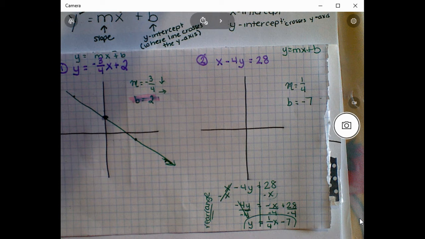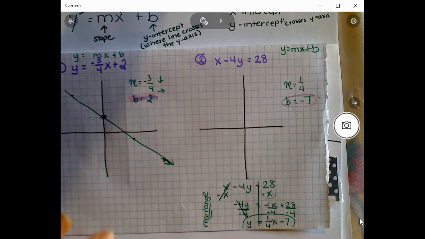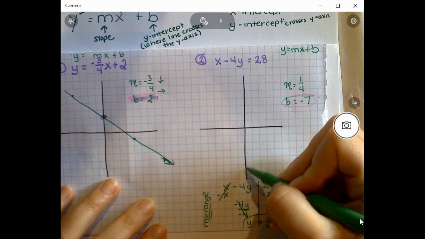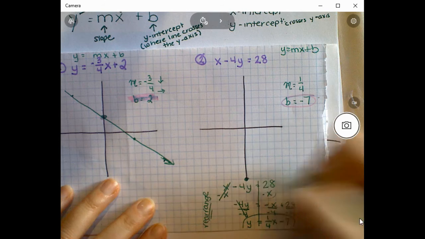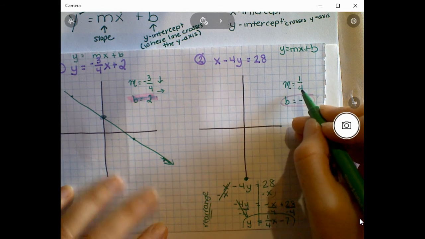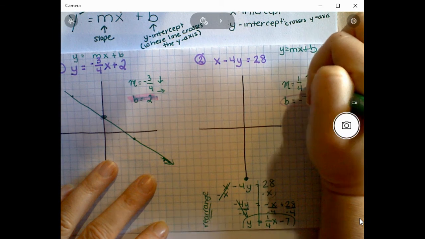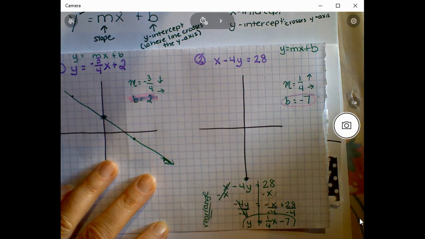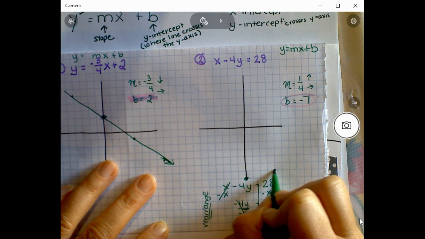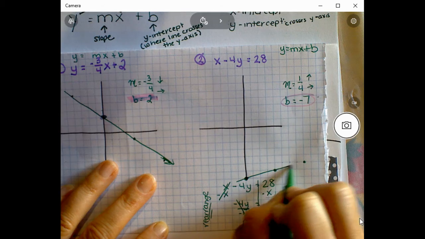So we need to begin with the y-intercept. The y-intercept is negative 7, so we're going to go down 1, 2, 3, 4, 5, 6, 7 points. Put a point there. That's the y-intercept, and now we're going to look at the slope. This slope says 1 over 4. That means up 1 over 4. From here, up 1, over 1, 2, 3, 4. Up 1, 1, 2, 3, 4. And you have a line.